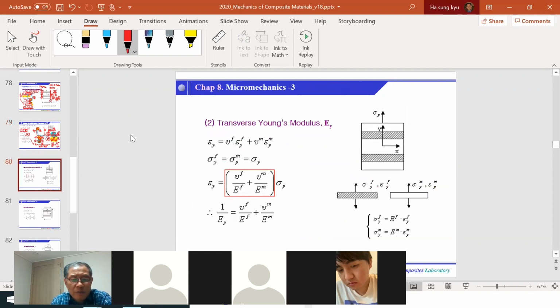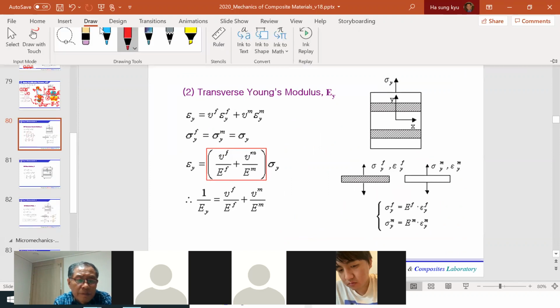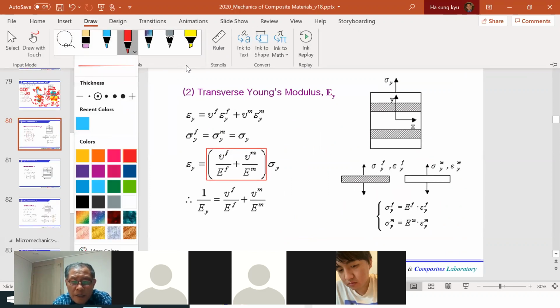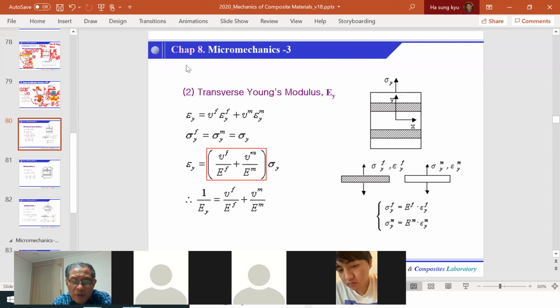Okay, now let's move to different directions. Say this is again the simple rule of mixture model, and we are applying the load in the transverse direction here like that. Again, we would like to calculate the equivalent or homogenized stiffness of a composite in the y direction in terms of fiber and resin properties, and also the stress amplification factor as well.